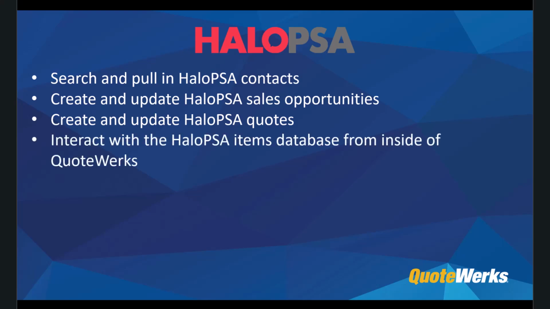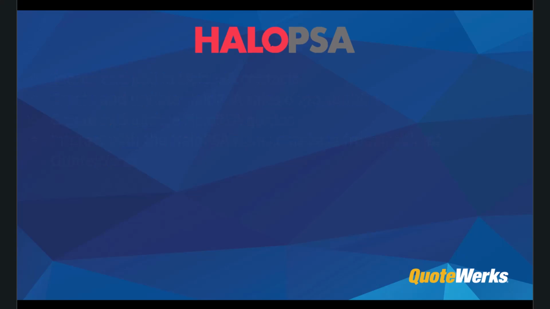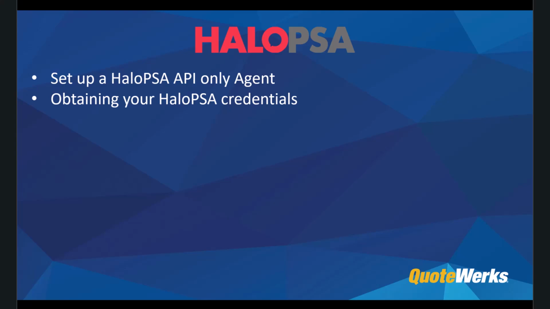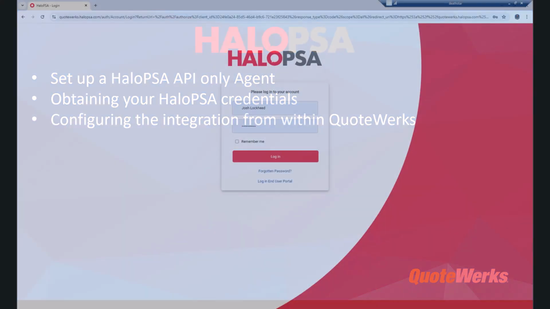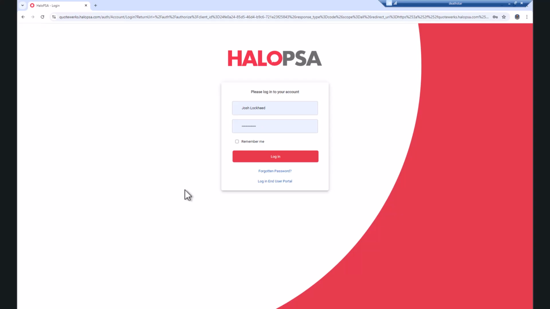This demo will walk you through the steps required to set up a HaloPSA API-only agent, obtaining your HaloPSA credentials, and configuring the integration from within QuoteWerks. We will begin today by logging into our HaloPSA account via our custom URL. We'll put in our username, password, and click Login.